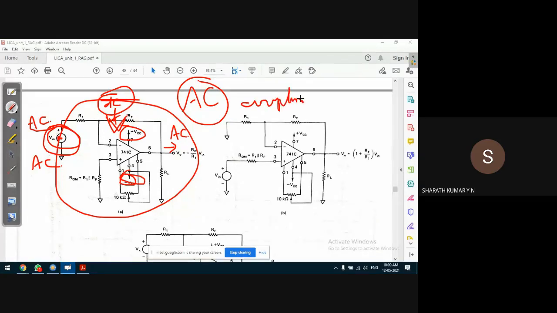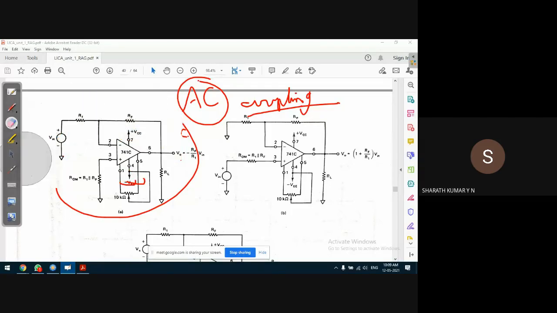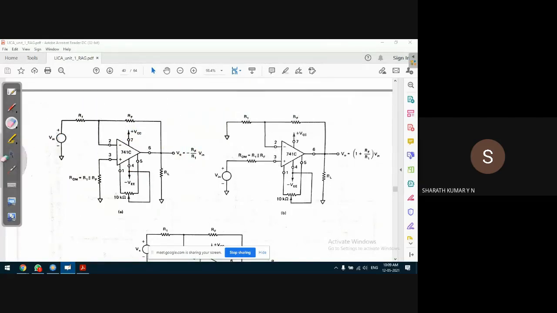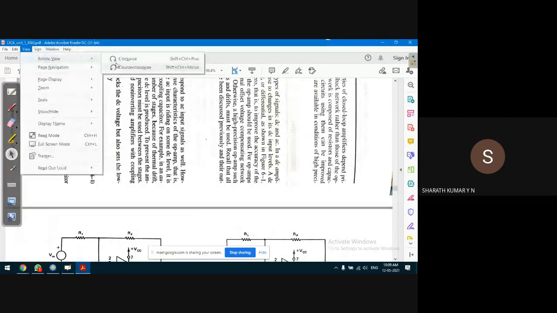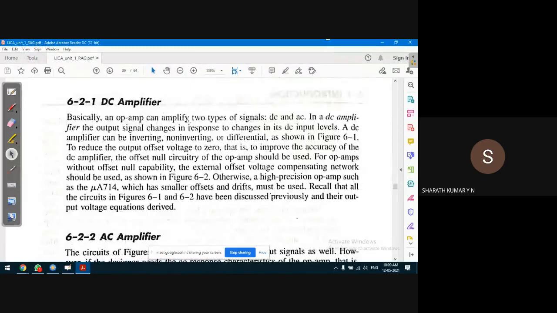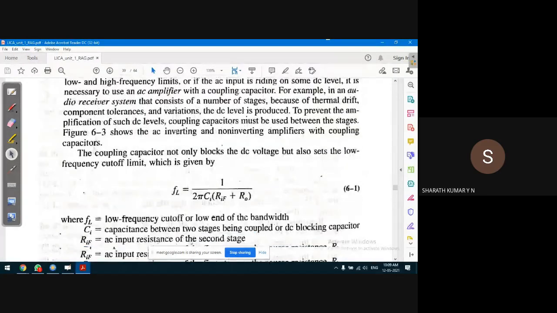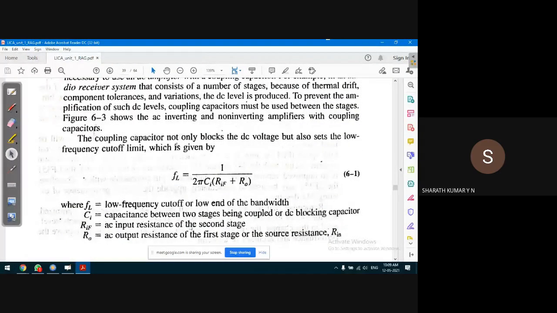What is known as a coupling capacitor? As the name suggests, coupling in the sense of interfacing capacitors at a particular stage, either at the input or at the output stage. Where we couple and where we interface, we'll discuss now. This side is the DC amplifier. That circuit was for the DC amplifier.